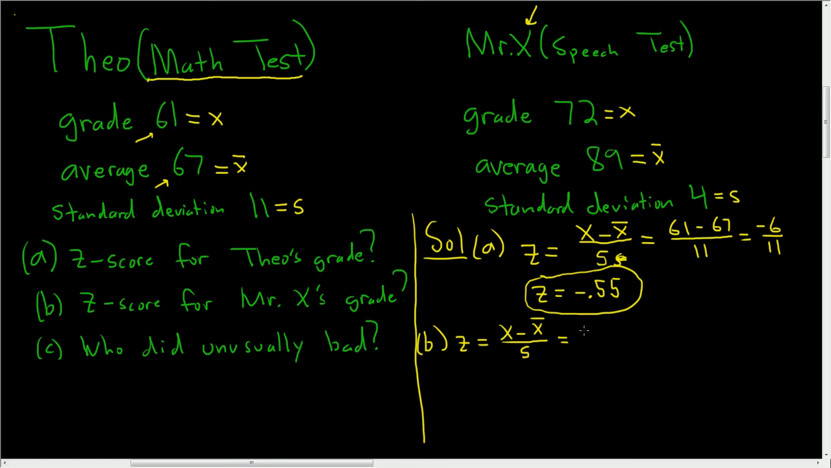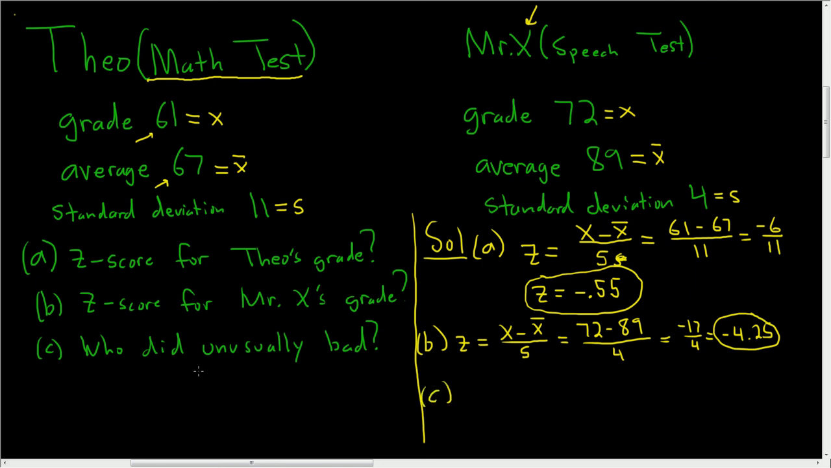So let's see, so x, so 72, minus x bar, that's 89, and then the sample standard deviation for his class was 4. Let's see, 72 minus 89, that's negative 17. So we have negative 17 over 4. That's negative 4 and a quarter, so negative 4.25. So that's the z-score for Mr. X. So he scored 4.25 standard deviations below the mean. So he did really bad.